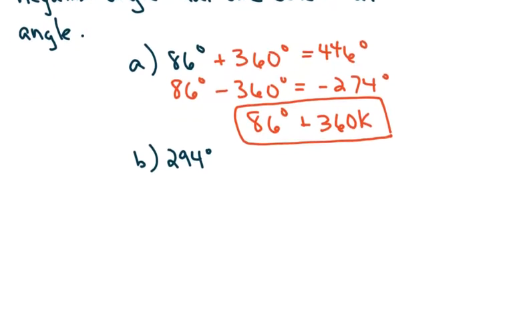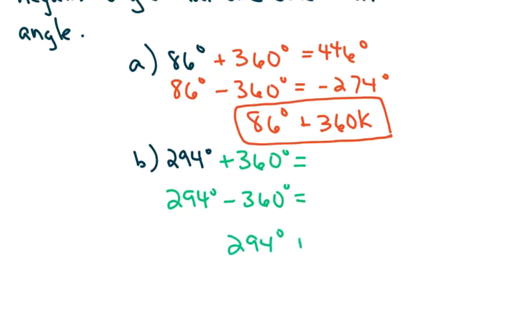Let's do this again in B. In order to find one positive and one negative, you would add 360 and you'll subtract 360. And then all the angles coterminal with 294 would be 294 plus 360K. So 294 plus 360 is going to be 654 degrees. And 294 minus 360 is going to be negative 66 degrees.